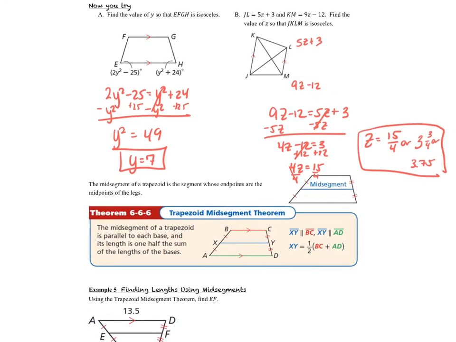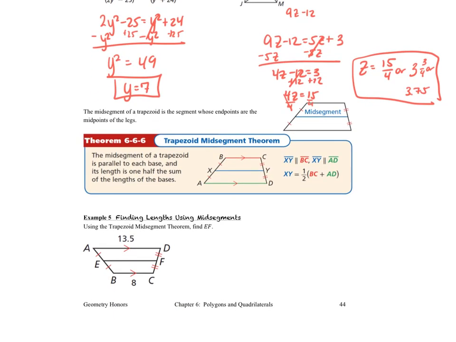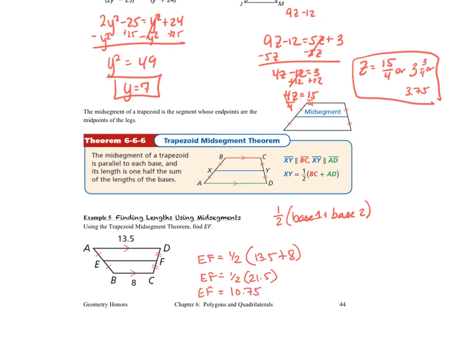Okay, so the mid-segment now. The mid-segment of a trapezoid is parallel to each base, and its length is 1/2 the sum of the length of the bases. So it's 1/2 of the sum of base 1 plus base 2. Okay, so what that means is the mid-segment, EF, is equal to 1/2 of 13.5 plus 8. So EF equals 1/2 of 21.5, so EF is equal to 10.75.